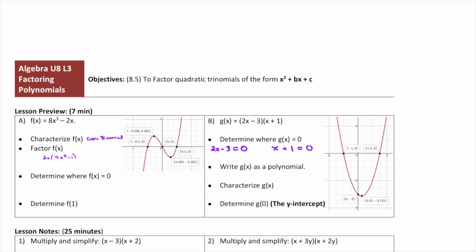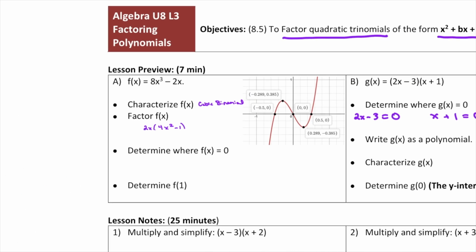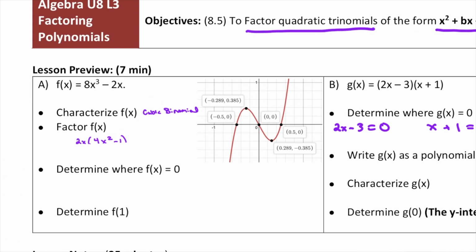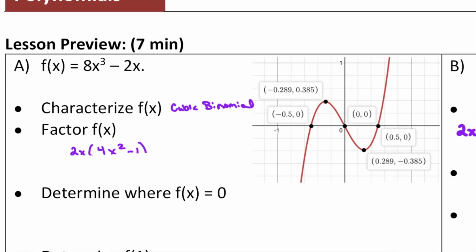For today's lesson, we're going to learn how to factor quadratic trinomials in a very special form, x squared plus bx plus c. Take a look at your lesson preview. f of x is equal to 8x cubed minus 2x. Now, you can see that it is a cubic binomial, and if we were to factor the GCF out of our cubic binomial, we have 2x times 4x squared minus 1.